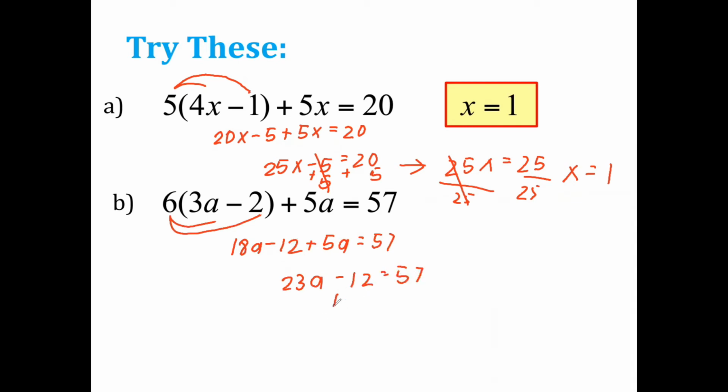Now undo your subtraction by adding 12 to both sides. That would give you 23a equals 69. You could divide both sides by 23 now. 23 cancels, and you're given that a equals 3.